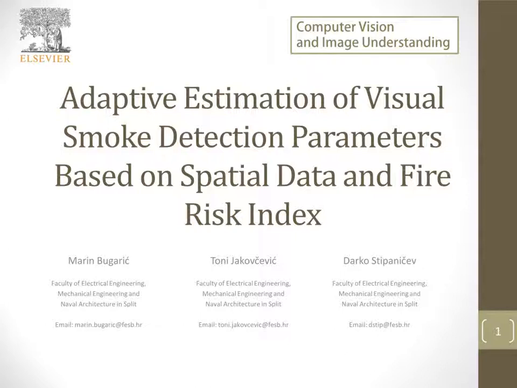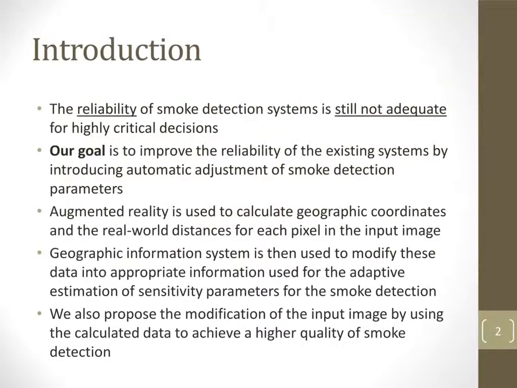My name is Marin Bugaric, and in the next 5 minutes I will speak about our recent paper entitled Adaptive Estimation of Visual Smoke Detection Parameters based on Spatial Data and Fire Risk Index. The goal of our research is to improve the reliability of the existing systems by introducing automatic adjustment of smoke detection parameters. We do this using augmented reality and geographic information system.